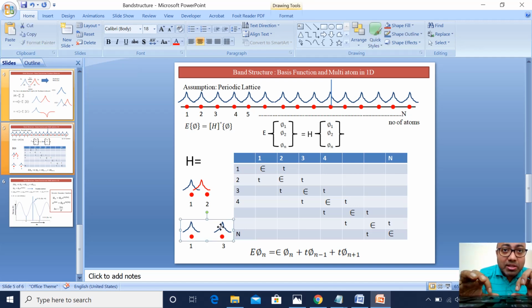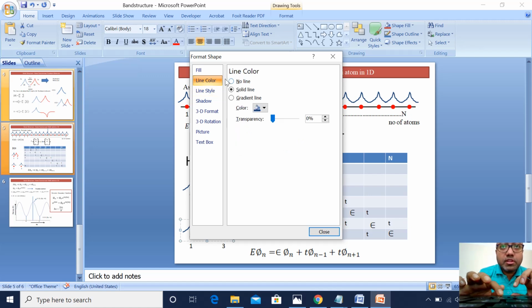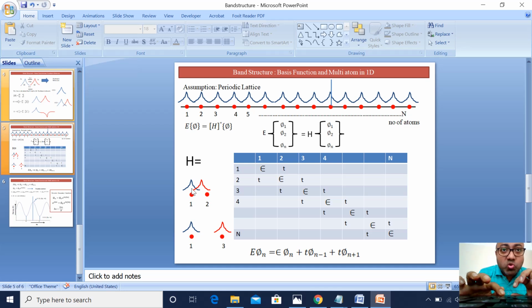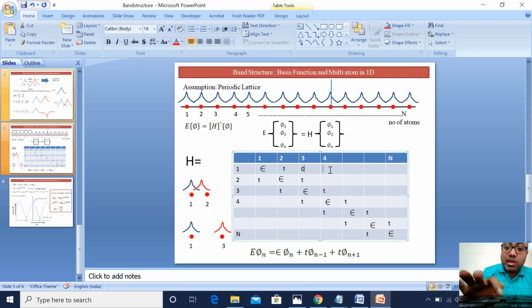Here, 1 and 2 are very close to each other, but 1 and 3 are separated by one atom distance. So the contribution of 1 and 3, there is no such. Since they are not coming close to each other, the contribution is zero or negligible. Right? So H13 is equal to 0, H14 is 0, H15 is 0. All these components you can put as 0, 0, 0, 0.